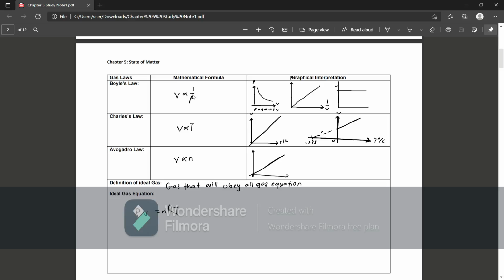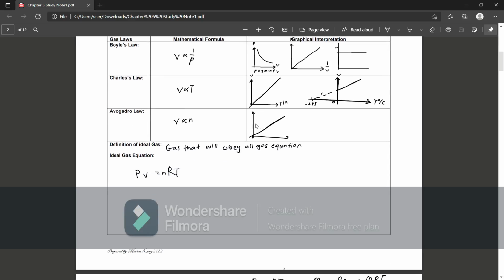Just continue. So you can see the graphical interpretation, the graphs: P against V, P against 1 over V, and a constant graph. And this is for V against T, when the T is negative 273.15, and this is a normal V against T. And for the definition of an ideal gas: a gas that obeys all gas equations.